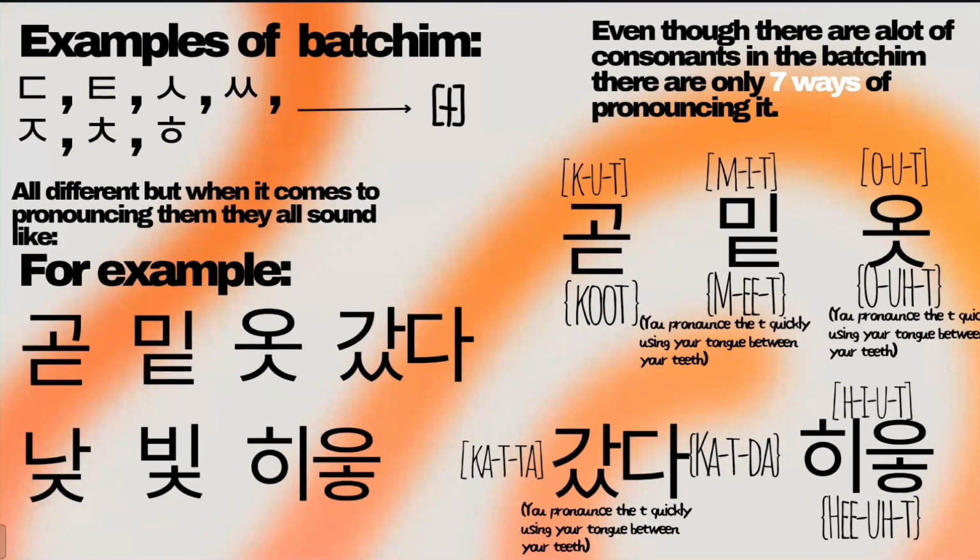More examples of batchim. We have the consonants digeut, tieut, siot, double S, jieut, chieut, and hieut. They are all different, but they all make the T sound in terms of batchim. Down in the lower left-hand corner are more examples. All of the consonants circled in yellow will have the T sound. Our first example is kut. You pronounce the T quickly using your tongue between your teeth. Then we have meet, out, kat, and hyut.